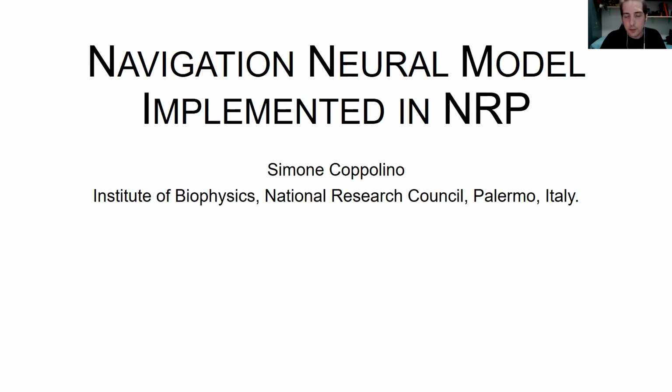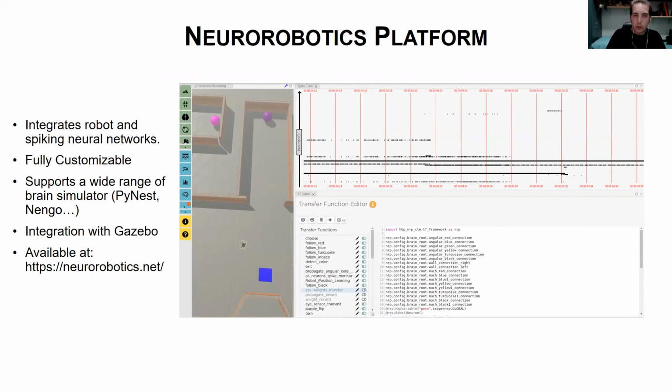My research project involved the implementation of a navigation neural model inside the NEUROROBOTIC platform. Before talking about the model itself and the idea behind the model, I want to discuss a little bit about the NEUROROBOTIC platform. NRP is a simulator environment that integrates robots and spiking neural networks.